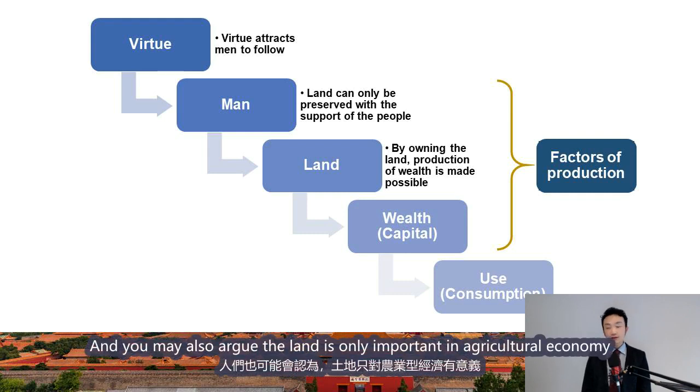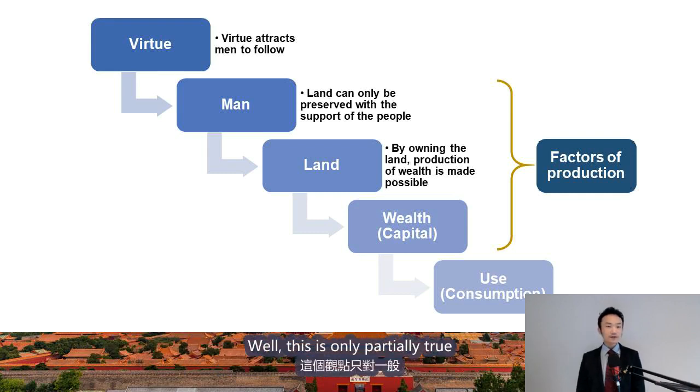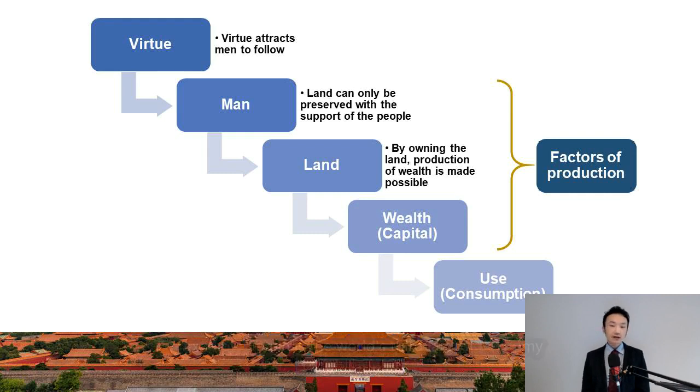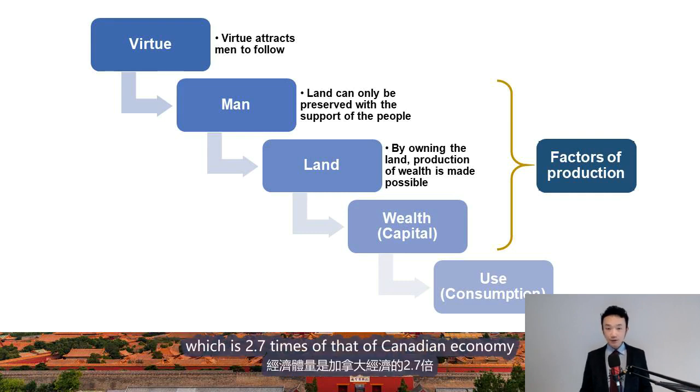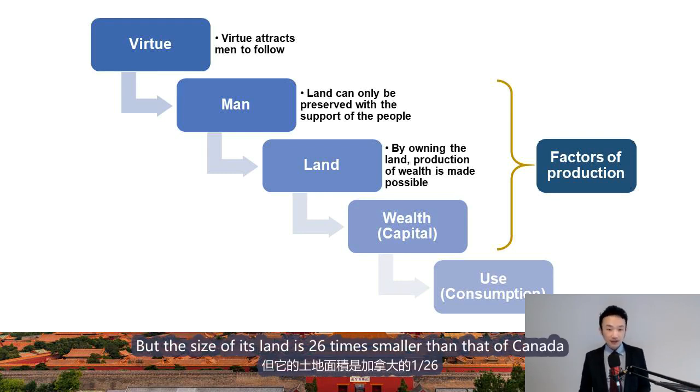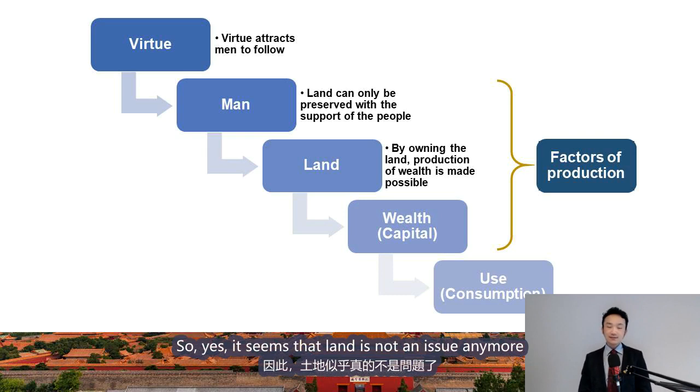And you may also argue that land is only important in an agricultural economy. Well, this is only partially true. For example, Japan is the world's third largest economy, which is 2.87 times that of the Canadian economy, but the size of its land is 26 times smaller than that of Canada. So yes, it seems that land is not an issue anymore.